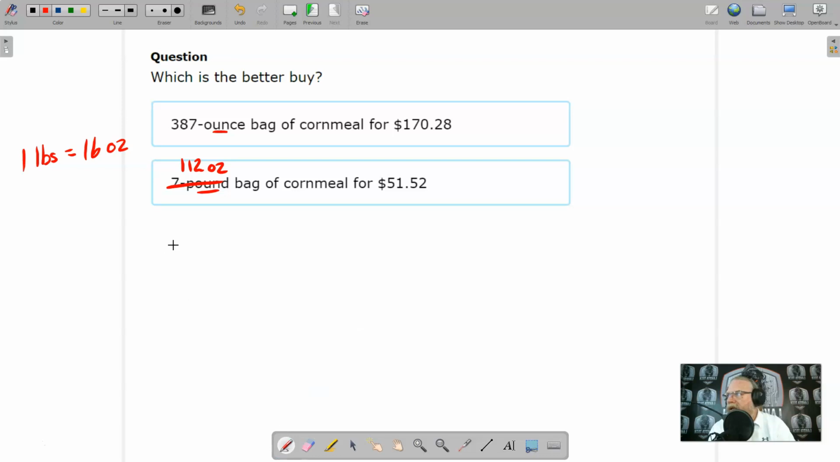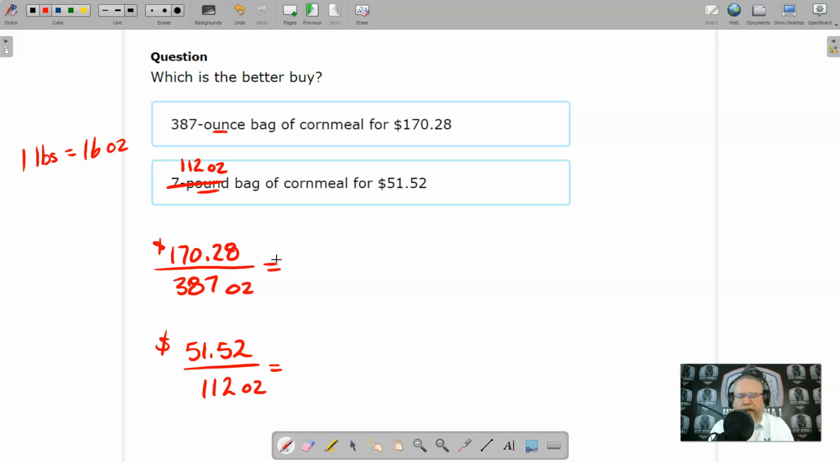And now let's do $170.28 for how much? 387 ounces. And we're going to compare that to $51.52 for 112 ounces. We'll go ahead and do our division here.